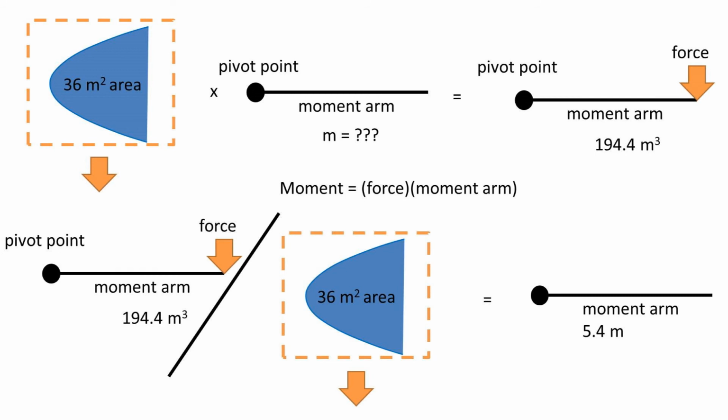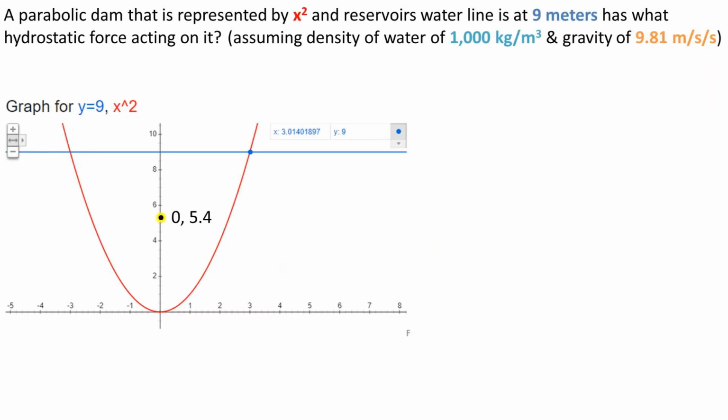Rearranging this equation to get what we're solving for, moment arm, to one side, we get that the moment divided by the area of the dam touching the water being equal to the moment arm of 5.4 meters. Going back to our graph, here is the point of 5.4 meters above the bottom of the dam graph. This is where the point of the average pressure acts on the dam.